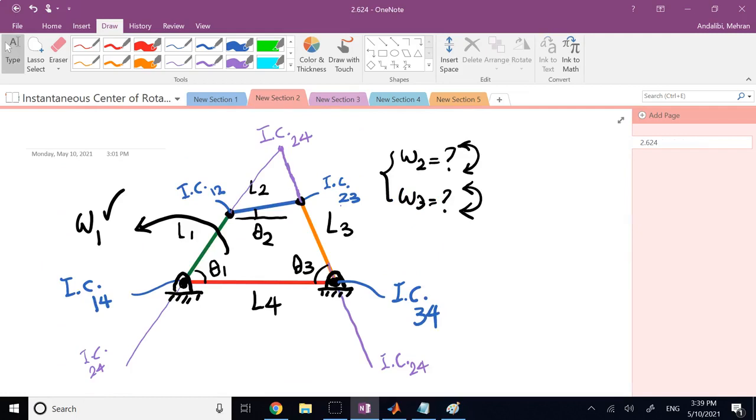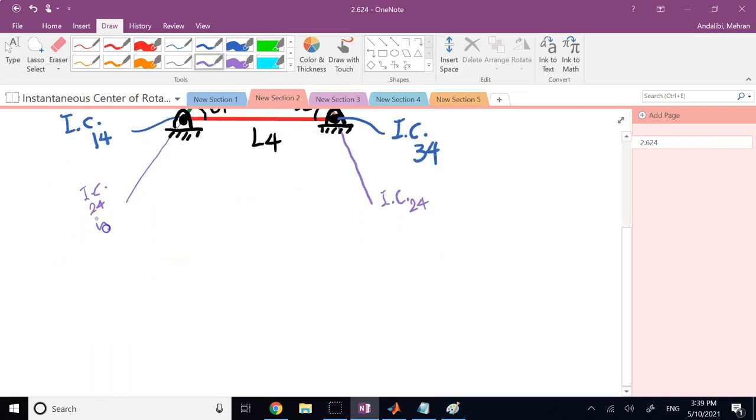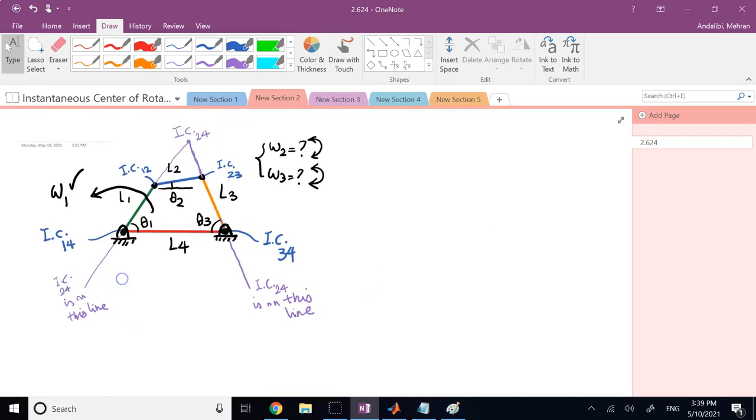So let me add something here for you. It is on this line, on this line, based on Kennedy's theorem. So it is clearly at the intersection of the two lines, and that's where it happens, over there.